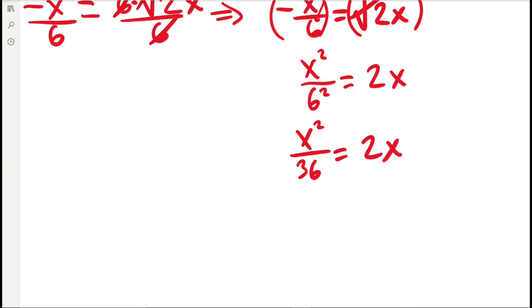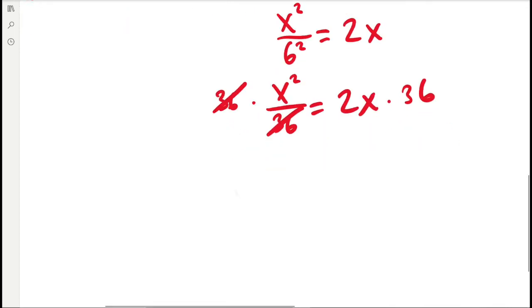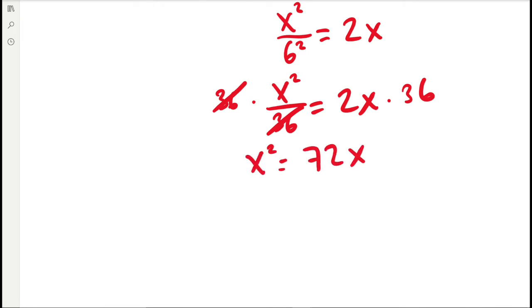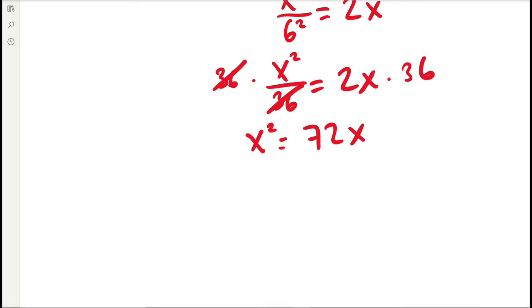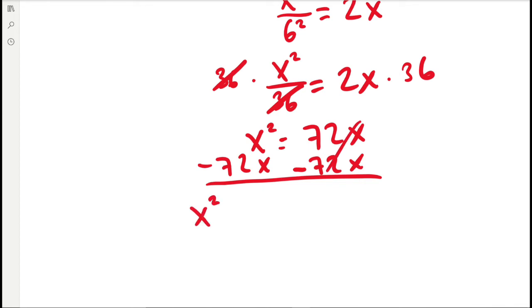I'm going to get rid of that 36, because that 36 doesn't look very good, right? So I'm going to go ahead and multiply by 36 just to get rid of it, because I really don't want that fraction to be there. So we get x squared equals 72x. All right, this is quadratic, because of the squared. So let's go ahead and move the 72x to one side. Since it is quadratic, we want one side to be 0. So we get x squared minus 72x equals 0.